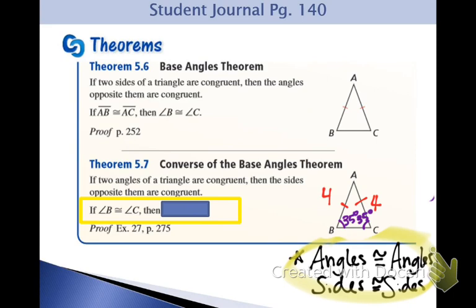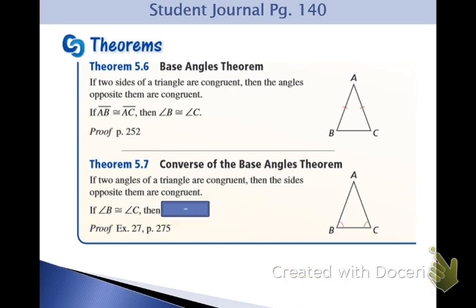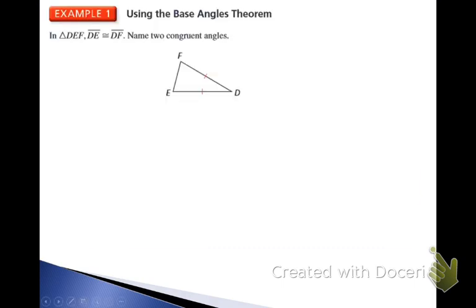Okay, so sides are congruent to sides, angles are congruent to angles. The purpose of this theorem is to find where the congruent sides or the congruent angles are. All right, so let's do our two examples. It says name two congruent angles in our example 1. So we use the congruent sides to find which angles will be congruent.